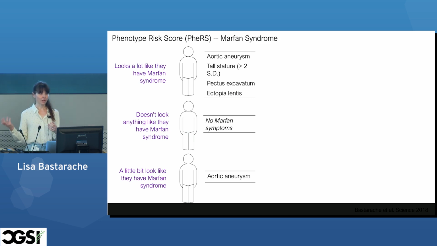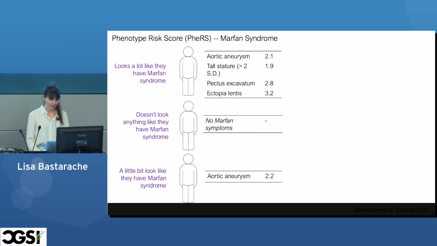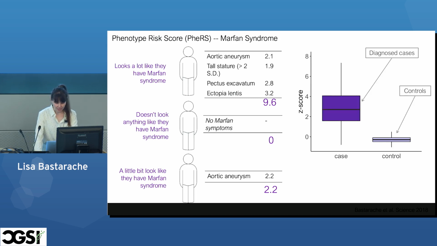Some may look a lot like they have Marfan syndrome, some don't look anything at all like they have Marfan syndrome, they have no features, and others maybe have some features of Marfan syndrome. And we assign a score to each of these features. It's essentially just weighted so that rare features are upweighted and common features are downweighted. Everybody gets a score.